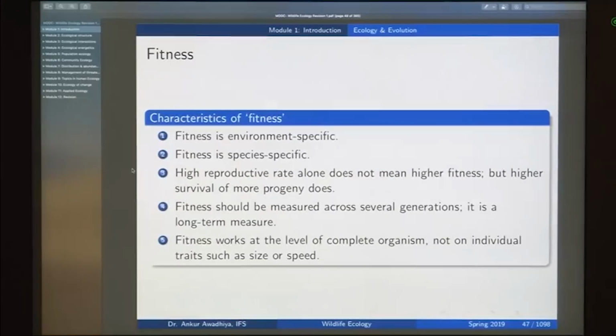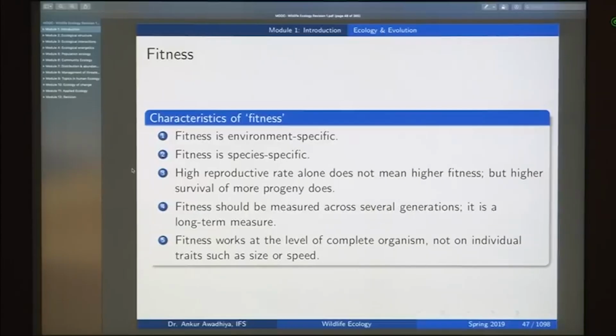Then we looked at different characteristics. Fitness is environment specific. If there is a change in the environment, the organisms that are fit today might not remain fit in the future. It is species specific. Just high reproductive rate is not good enough. You have to make sure that your progeny also survives.